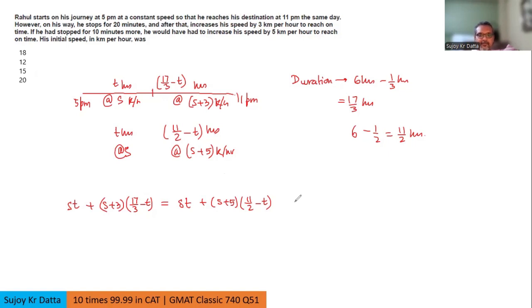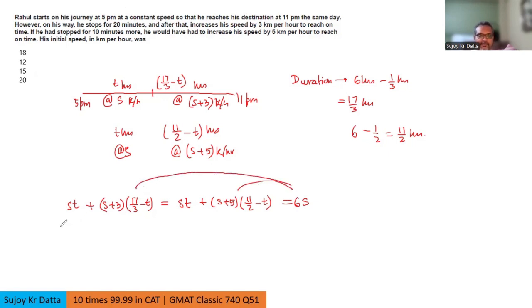If he had, however, not delayed and not stopped, then he would have covered this entire distance in 6 hours, so 6s. Because in that case, the total time would have been just 6 hours and the speed would have been just s. So you have these three.